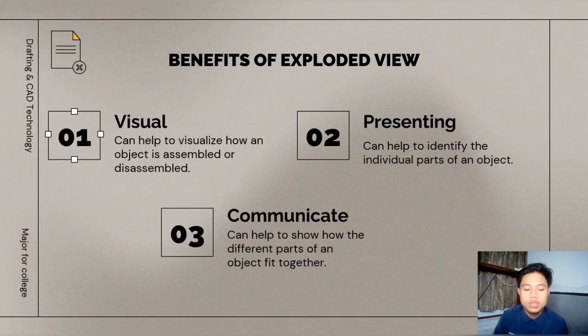The first is visual, it can help to visualize how an object is assembled or disassembled. The second is presenting, it can help to identify the individual parts of an object. The third is communicate, it can help to show how the different parts of an object fit together. This is all I can show in the presentation. Next, I will hand it over to my friend to present.